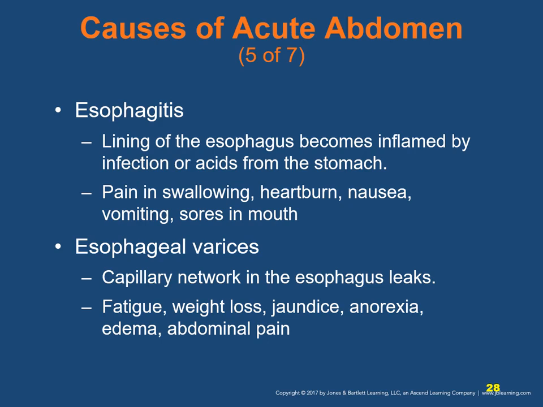Initially, the patient shows signs of liver disease: fatigue, weight loss, jaundice, anorexia, edema in the abdomen, abdominal pain, nausea, and vomiting. It is a gradual disease process, and it can actually take years before the patient feels discomfort. Rupture of varices is far more sudden. This occurs with sudden onset of discomfort in the throat, severe difficulty swallowing, vomiting bright red blood, hypotension, and signs of shock.